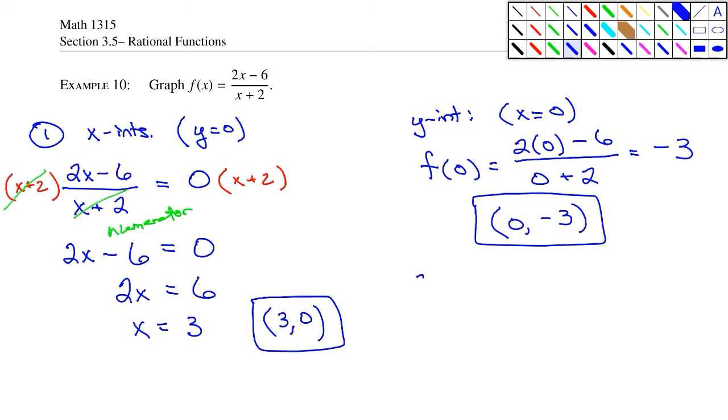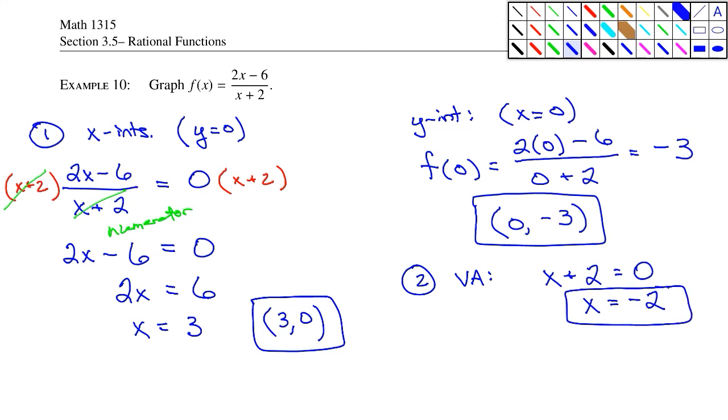All right, step 2 was to find the vertical asymptotes. So I look at the denominator and I set it equal to 0. I get x equals -2. So x equals -2 is a vertical asymptote.